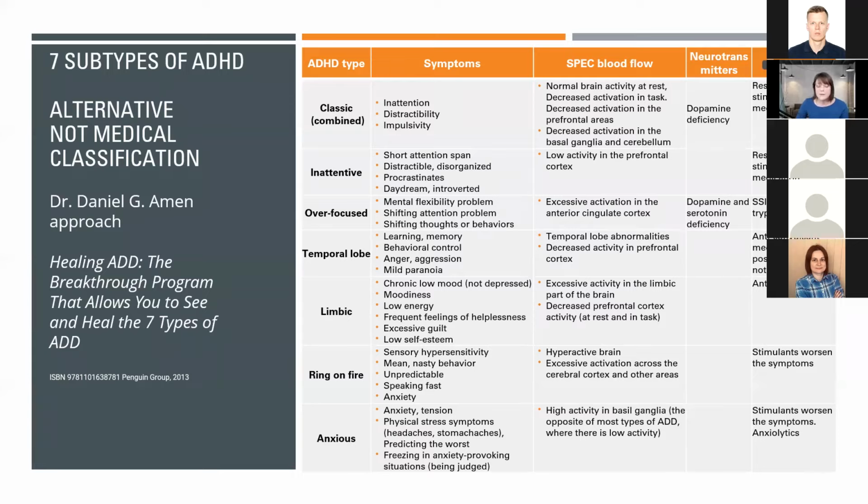Then there are other types, like over-focused. They have a mental flexibility problem. They can't shift attention from one task to another. They sometimes can be stuck in some thoughts or some behavior. And usually these people have excessive activation in the anterior cingulate cortex that is involved in this mental flexibility control. This type of people usually respond well to some antidepressant medication. And it's found that they have dopamine and serotonin deficiency.